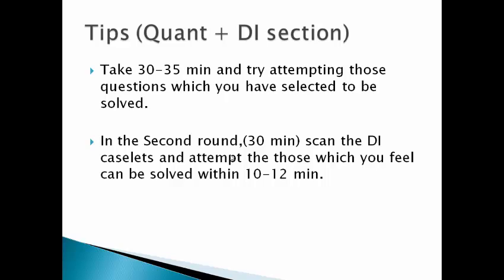Now, in the first phase in Quant, you select the questions while you scan the paper, and in the first 30-35 minutes you attempt those which you think are easy and can be easily done. In the second phase, in the next 30-35 minutes, you start scanning the DI caselets, and the ones that you think are easy you can solve in 10-12 minutes, you pick them up. And that is how you should plan your quant section. So roughly you can spend 40-45 minutes for quant and 30-35 minutes in DI.